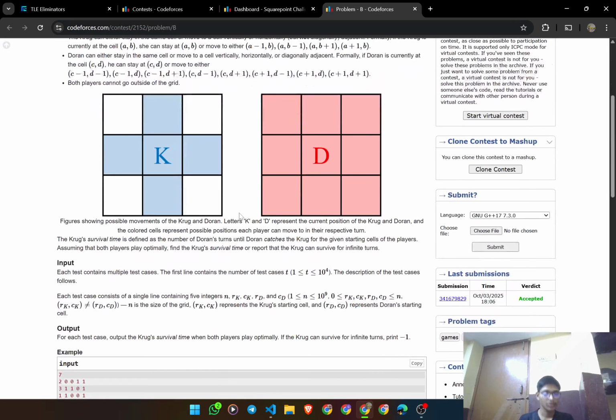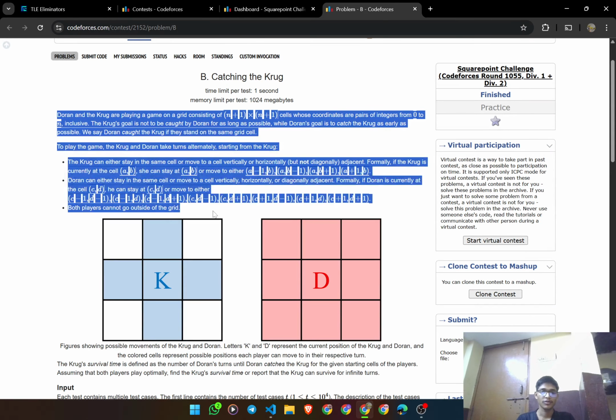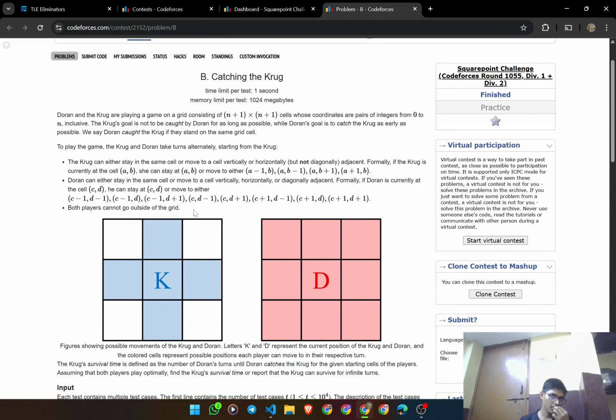Catching the King. Here, you have to read the question before watching the tutorial. If you are able to solve this question, you should do it by yourself, and if you are stuck at any place, you can watch this tutorial, and if you get the intuition from the tutorial, you can leave it and solve it by yourself.